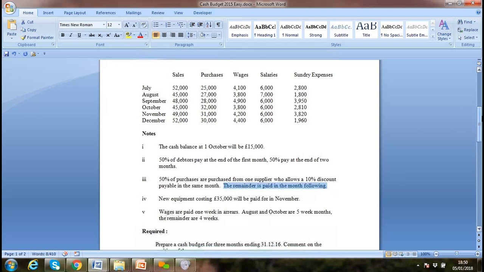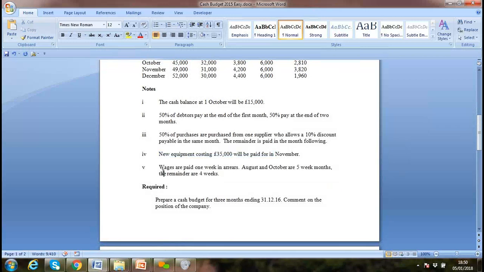Like, for the purchases from the supplier, 50% of 25,000, how much will that be? 12,500, and we will get a 10% discount on 12,500. It means we need to make the 90% payment. I'll show you some calculation. And we need to buy some equipment in November, for which we require cash of 35,000. And wages will be paid 1 week in arrears. What is meant by arrears?